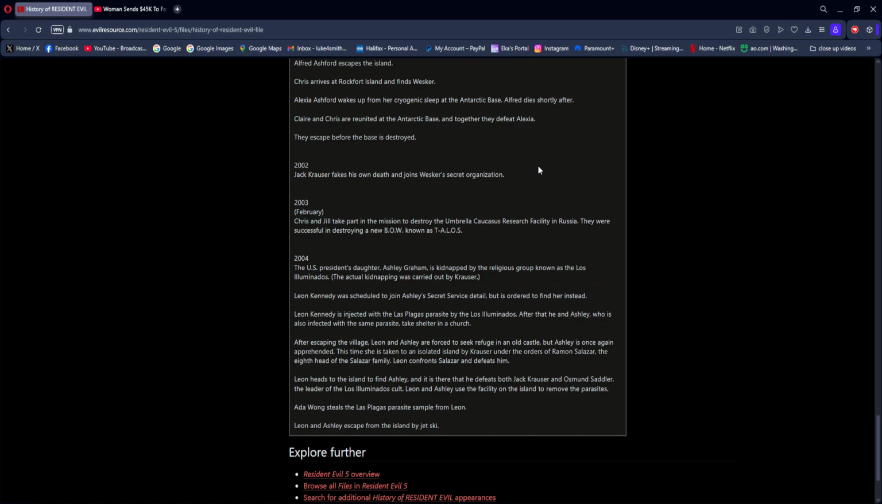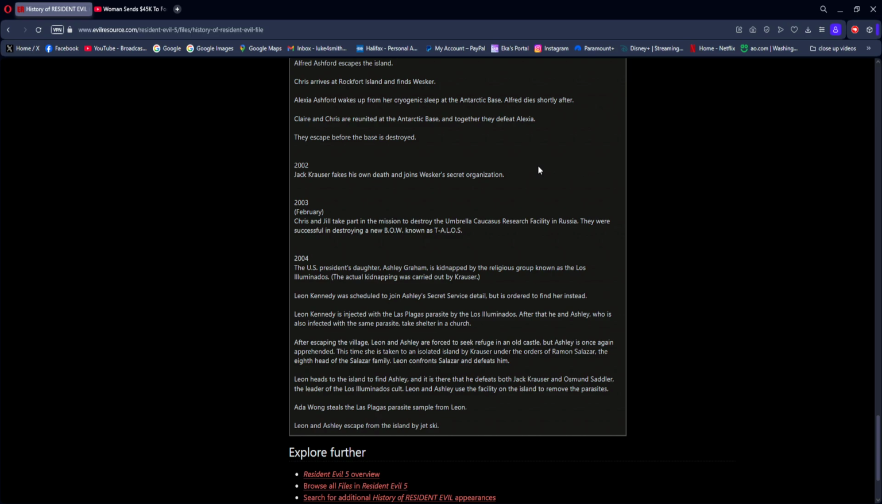They were successful in destroying a new BOW known as Talos. 2004. The US President's daughter, Ashley Graham, is kidnapped by the religious group known as the Los Illuminados. The actual kidnapping was carried out by Krauser. Leon Kennedy was scheduled to join Ashley's secret service detail, but was ordered to find her instead. Leon Kennedy was injected with the Las Plagas parasite by the Los Illuminados.